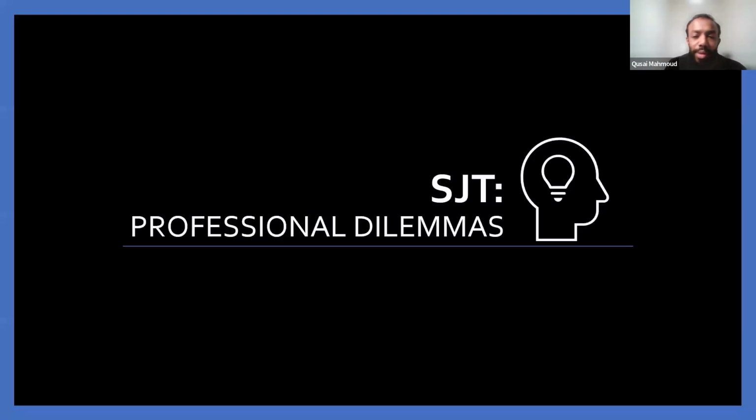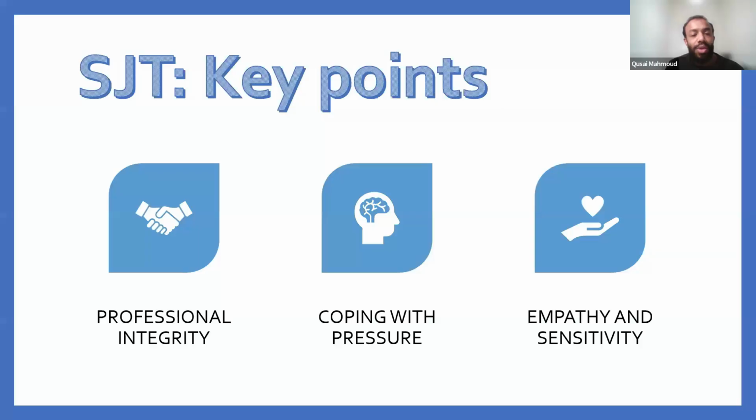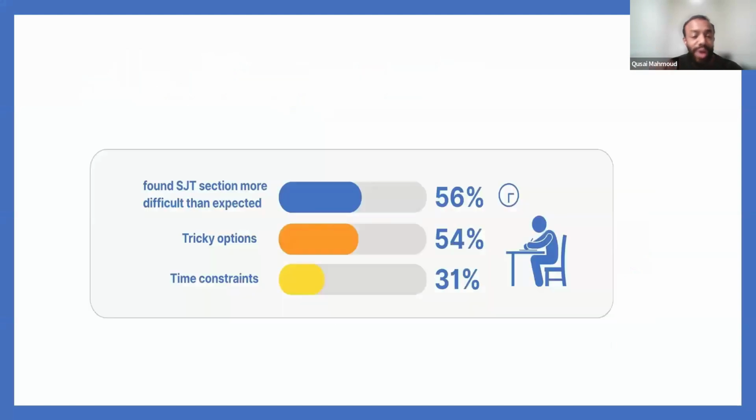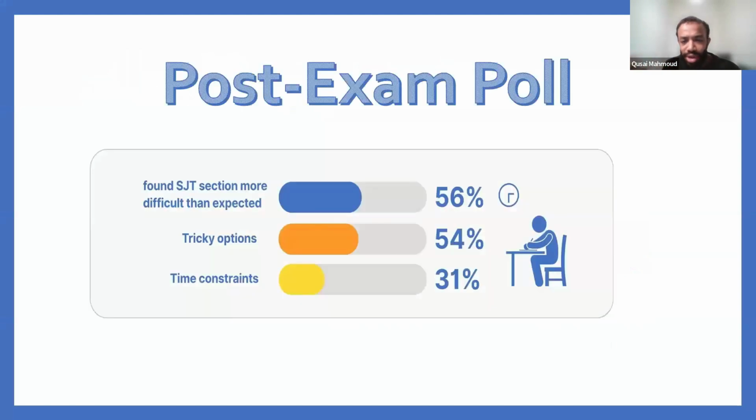So let's talk about the SJT now. In the real exam, they examine the themes of the questions in 3 topics: either professional integrity, or coping with pressure, or empathy and sensitivity. One of these 3 topics. We have done some polling and voting and a questionnaire after the exam in September to know what was difficult and whether they changed anything. And the answer was yes, they changed a lot.